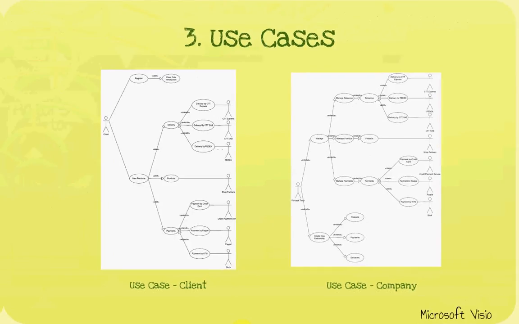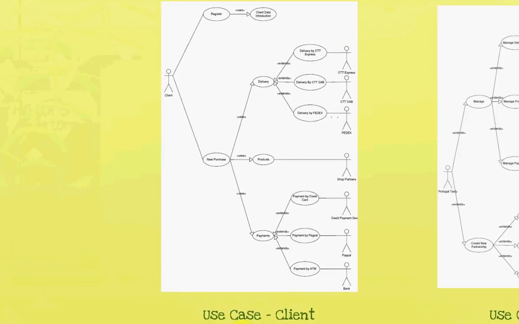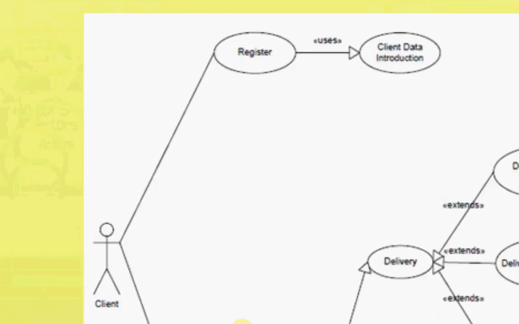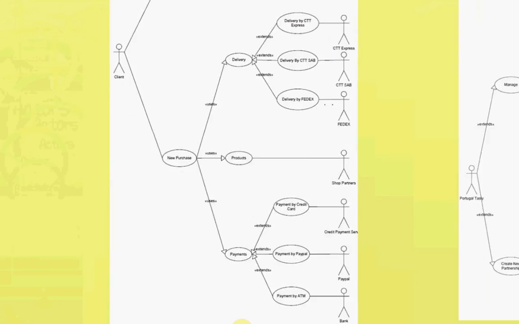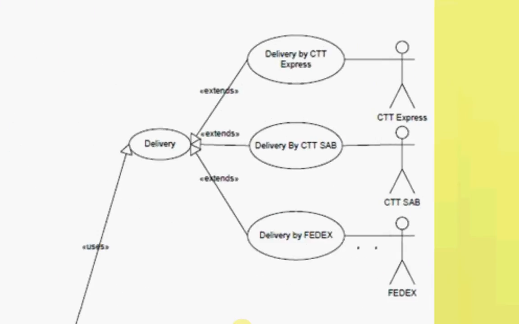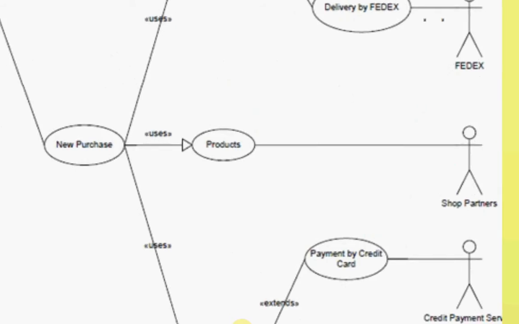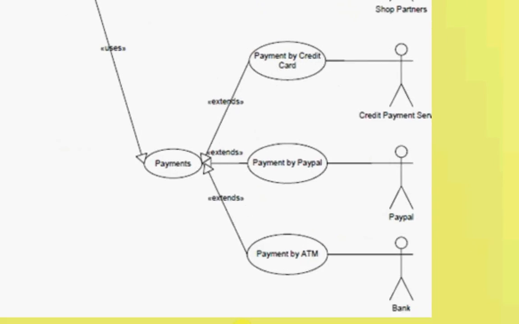We created 2 use cases. The first one is the use case of the client. The client can register using the client data introduction, or can make a new purchase. In the new purchase, he selects the type of delivery that he wants, and we have 3 actors that provide that delivery. Second, chooses the product, which is connected to our shop partners. And finally, the payment. They select the type of payment, which are connected to our payment partners.